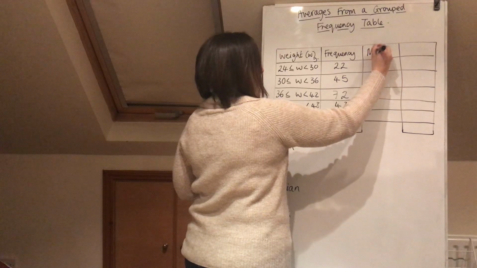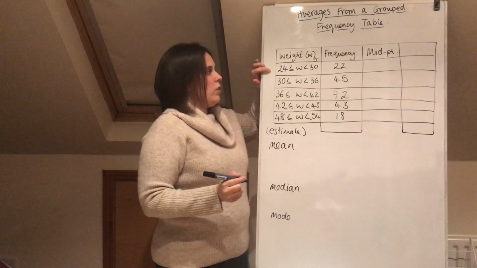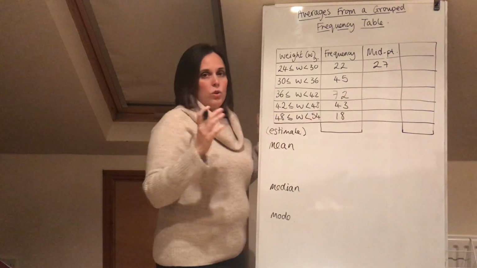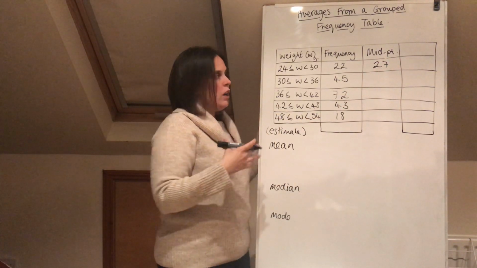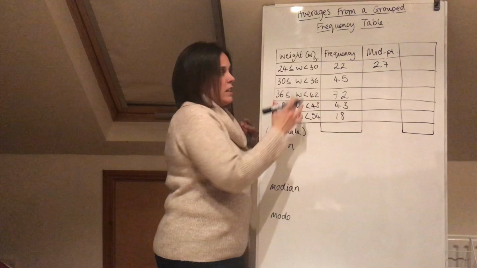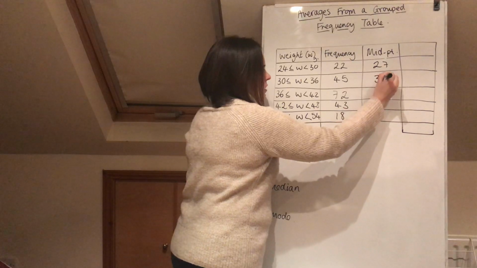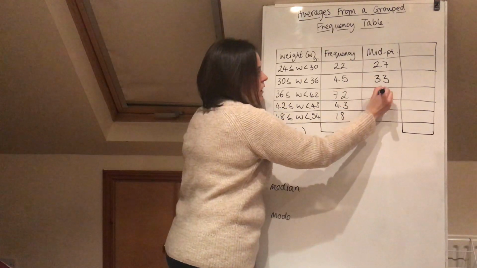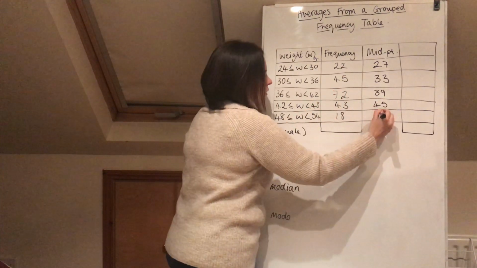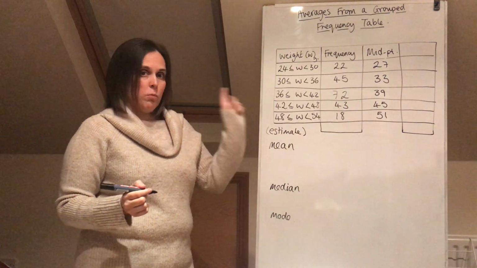So the first column that we're going to fill in is we're going to work out the midpoint, okay? So the midpoint of this group here, 24 to 30, is 27, and if you're not sure how to calculate that, you can either do it by eye, or if you really don't know, add the two numbers together and divide by 2. So 24 and 30 added together is 54, and then half of 54 is 27. The next one is 33, the next one 39, okay, and the next one is 45, and lastly we have 51, okay. Right, then we do exactly what we did last time.